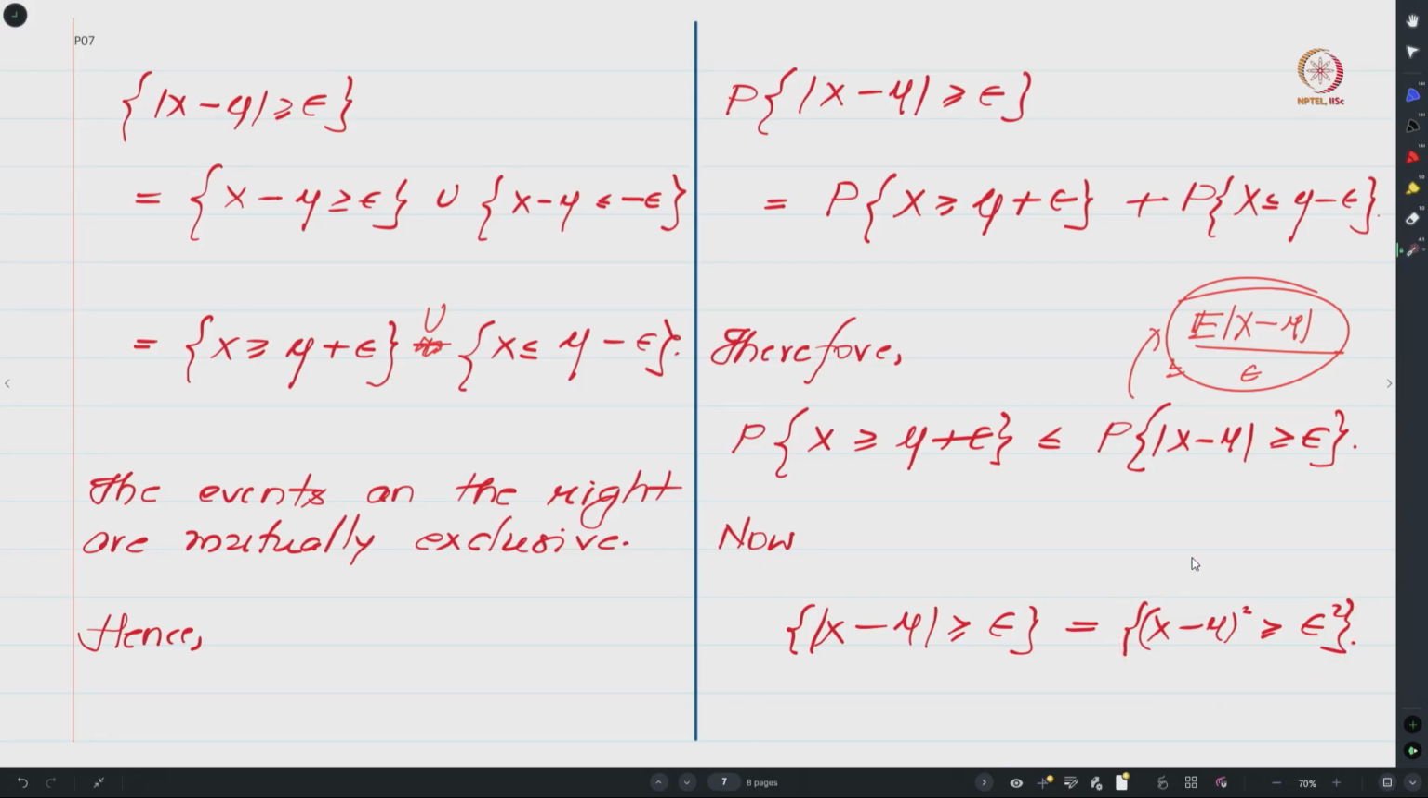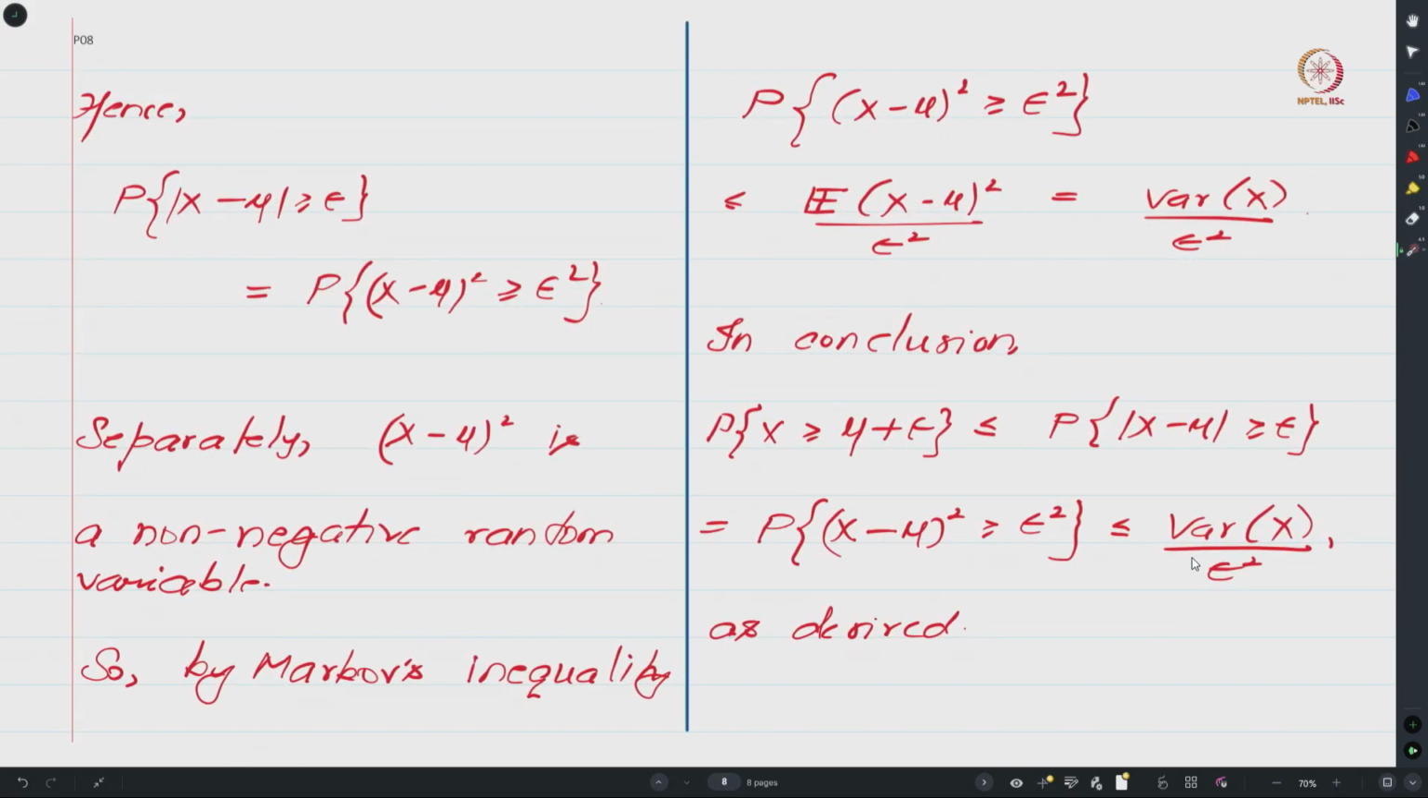And the nice thing about this event's probability is that again this random variable is non-negative, and we can apply Markov's inequality here to conclude that the probability of (x minus mu) square greater than epsilon square is upper bounded by the expected value of (x minus mu) the whole square, divided by epsilon square. So if you think of this as the random variable, and it is non-negative, you take the expectation of this random variable and divide it by the quantity you have over here. However, the expected value of (x minus mu) square is indeed the variance of x, which gives us the desired expression.